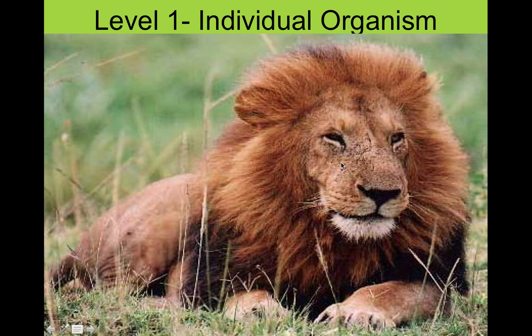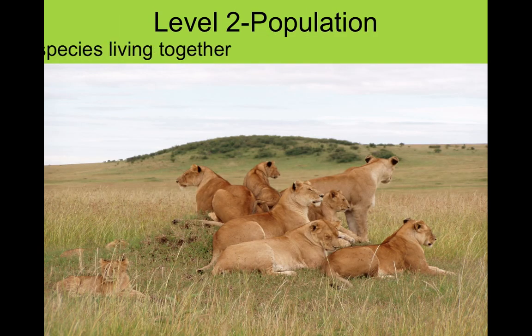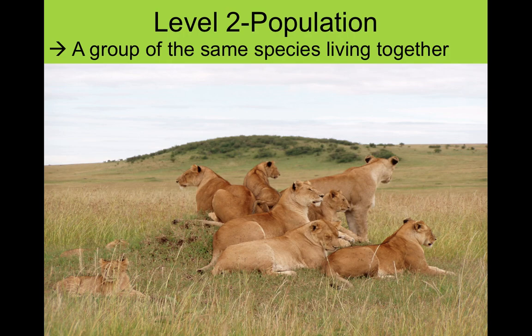Okay. All right, so let's start. We're going to use a lion as our individual organism. So not much really to say about that. You guys know what organisms are. It's a living thing. So we're going to start with our one individual organism. Then we will move up to the population, which is a group of the same species living together. So here we have a little population of lions, and then there's a couple cubs hiding in the grass here, which shows how well camouflaged they are.